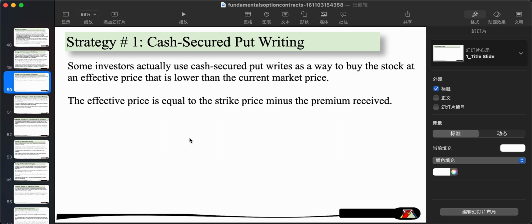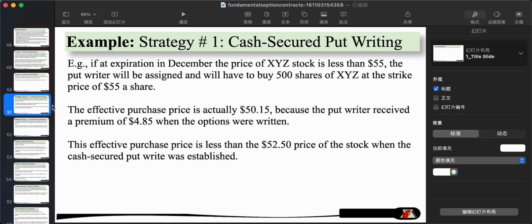Some investors actually use cash secured put writes as a way to buy the stock at an effective price that is lower than the current market price. The effective price is equal to the strike price minus the premium received. So here, this is cash secured put writing.